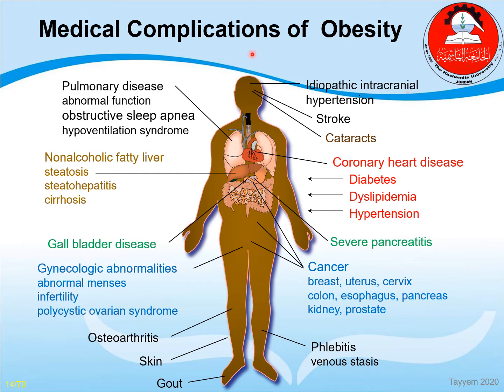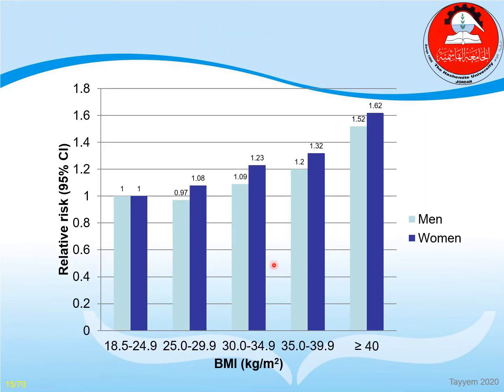Regarding medical complications of obesity, probably every organ in the body will suffer from obesity: intracranial hypertension, stroke, cataract, coronary artery disease, lung disease, liver disease, gallbladder disease, all sorts of cancers. So no organ is immune from obesity. This slide illustrates that the relative risk is higher as the BMI increases, and you can see here with a BMI of more than 40, the risk is highest.